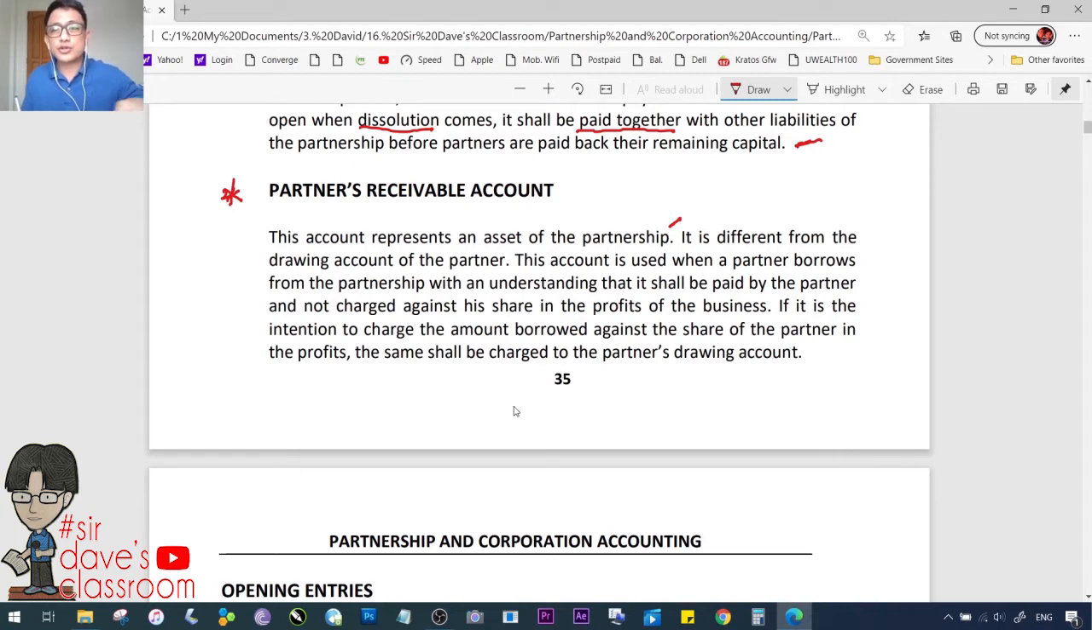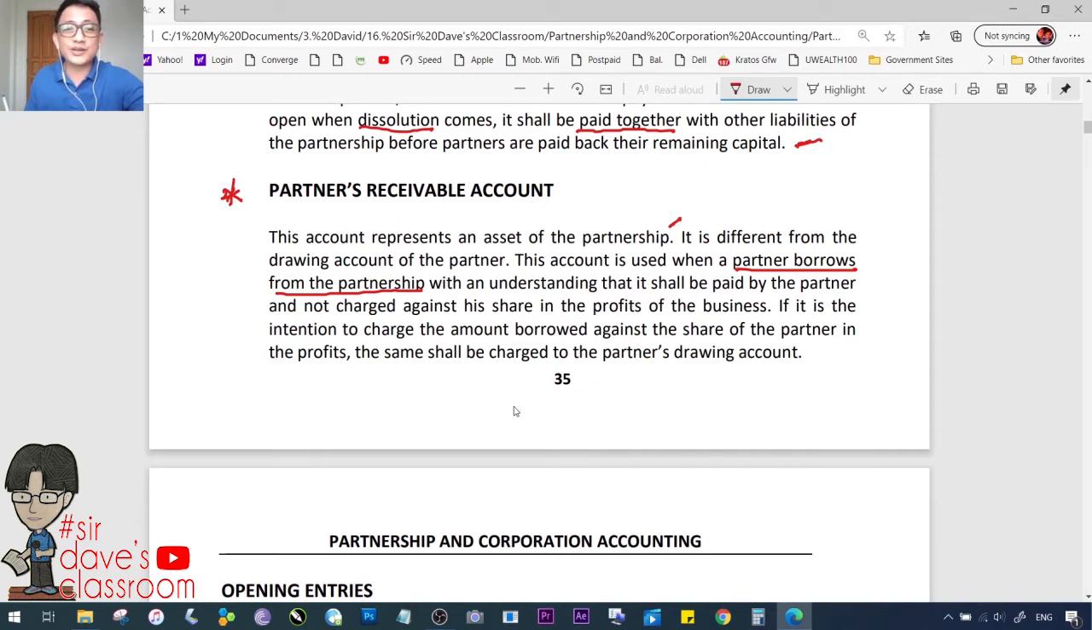This account is used when a partner borrows from the partnership. Correct? Partners borrow from the partnership. So, yung partnership nga nagpautang, with an understanding that it shall be paid by the partner and not charged against his share in the profits of the business. Okay? Kasi kung i-charge dun sa kanyang interest, i-offset mo siya dun sa capital account, which we do in liquidation.